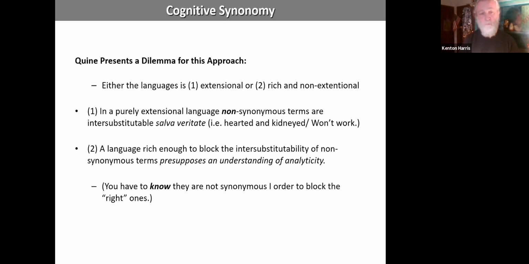Right? A language rich enough to block the intersubstitutability of non-synonymous terms presupposes an understanding of analyticity. You have to know that they're not synonymous in order to block the right ones. So I have to know that things with hearts is not synonymous with things with kidneys to recognize the fact that despite being coextensional, they aren't analytic.